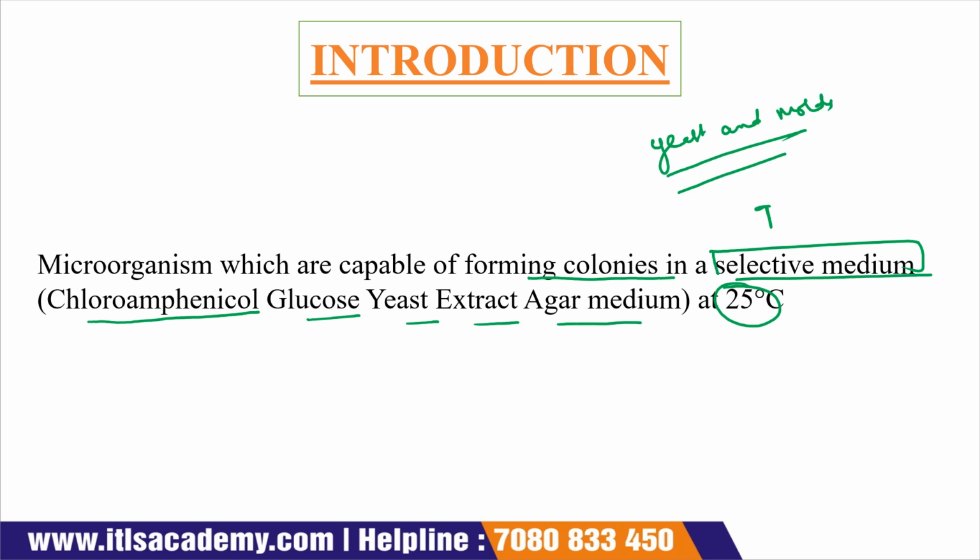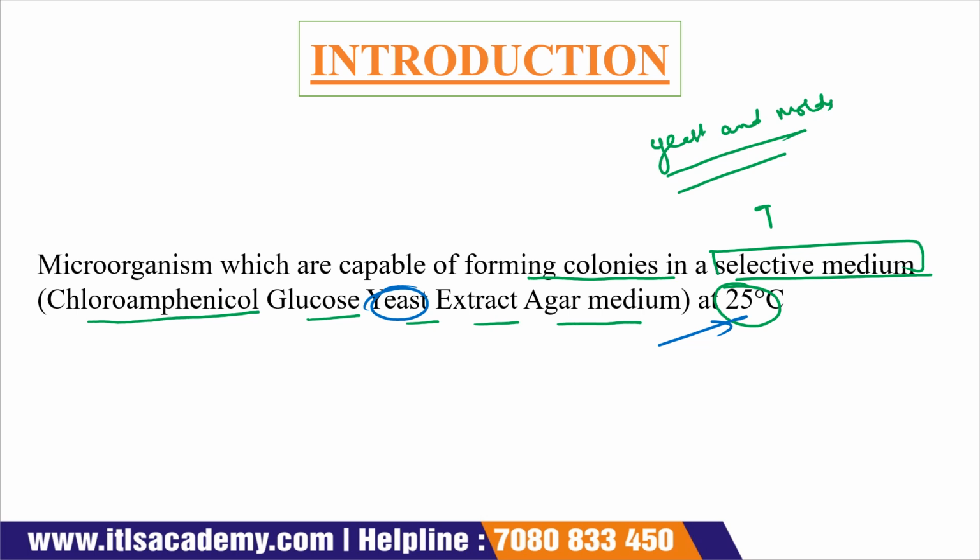That's the introduction part. Here we use a selective medium, and this selective medium suppresses the growth of other microorganisms but only allows the growth of yeast and mold. And we will incubate at 25 degrees Celsius, because yeast is a type of fungus, so the fungus will grow at around 24 to 25 degrees Celsius. That's why we are using it.